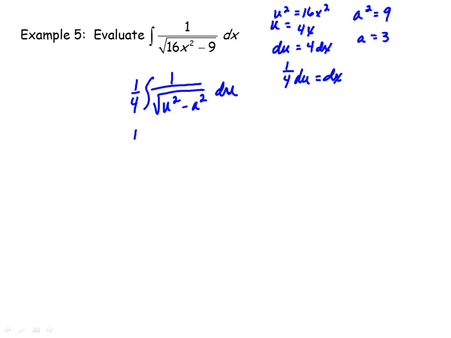Now we can do what we were going to do a while ago. So now we have 1/4 times, and go back to the second one on your formulas page, which is going to be inverse hyperbolic cosine u. What is u? Over a. Please don't forget your compensations.